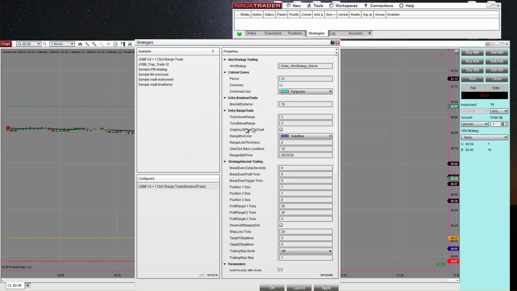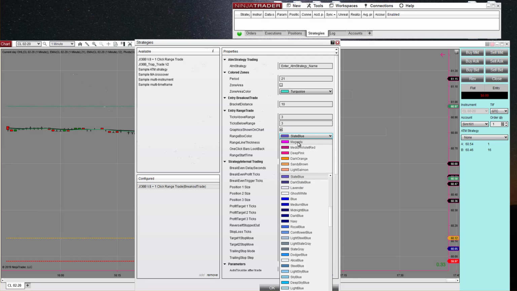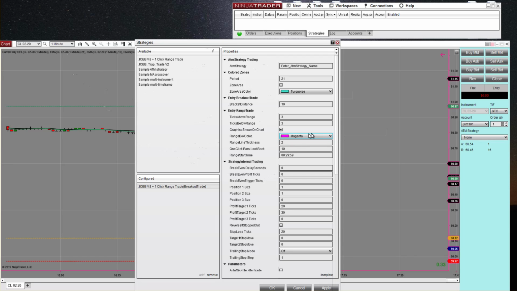The second step is turn the graphics on. Show your graphics on the chart. Show the range. Make the range a color that's obvious to see. Magenta is a great color. Then our next step is, what time does the range start? For this 4:30 trade, we use military time. We're going to use 16:29:58. That's when our range starts.